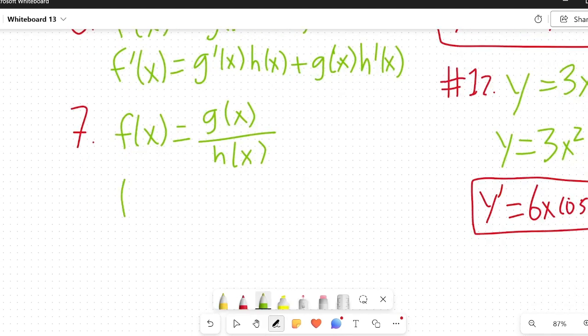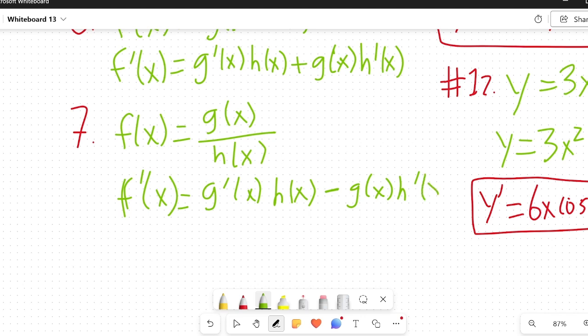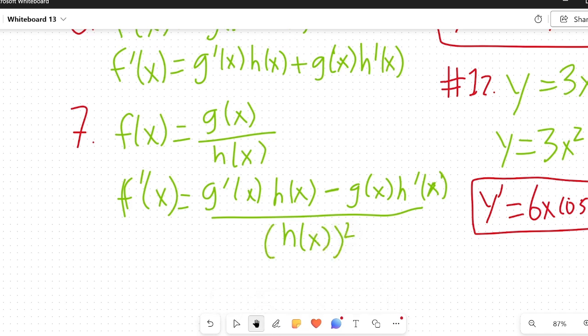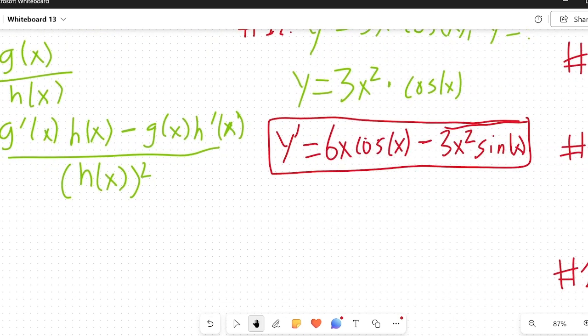This says that f prime of x equals g prime of x times h of x minus g of x times h prime of x, all over h of x squared. This one's more complicated, so you're going to have to memorize this.